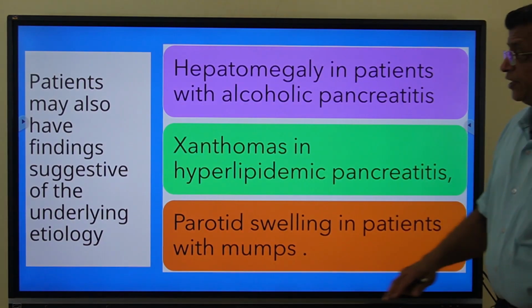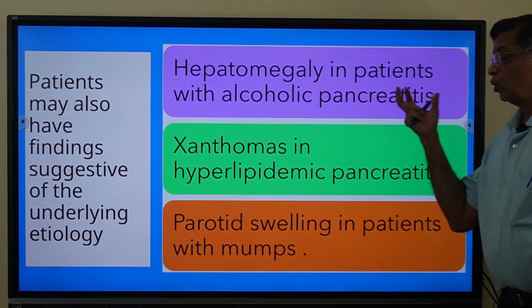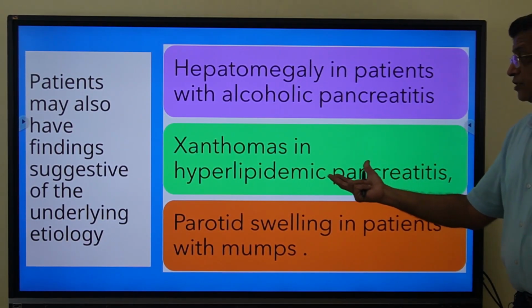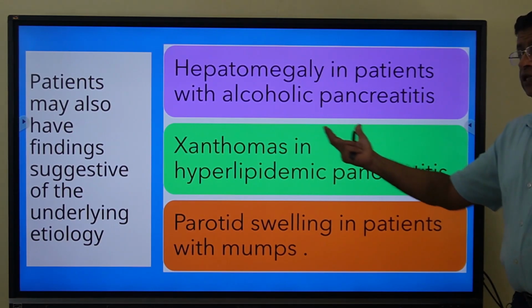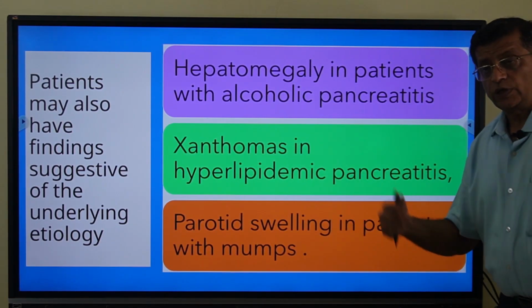Patient may also have findings suggestive of the underlying etiology. For example, in patients with alcoholic pancreatitis, they may have hepatomegaly. If the patient has hyperlipidemic pancreatitis, then they could have xanthomas, and if the patient has mumps, they could have parotid swelling.